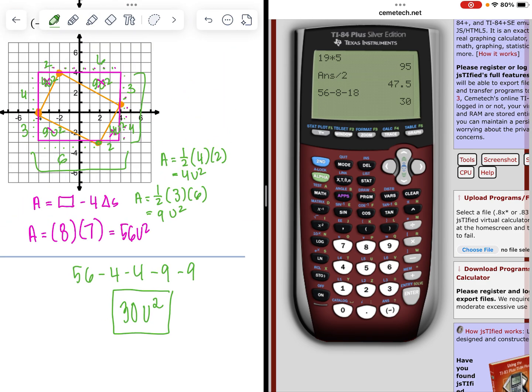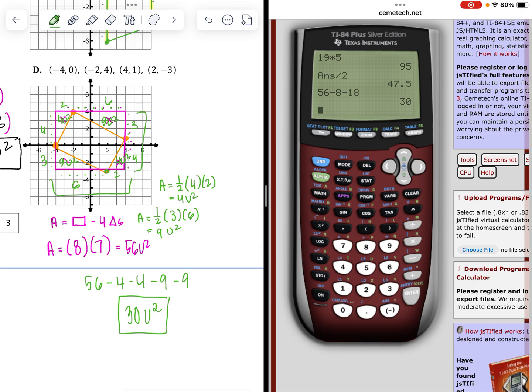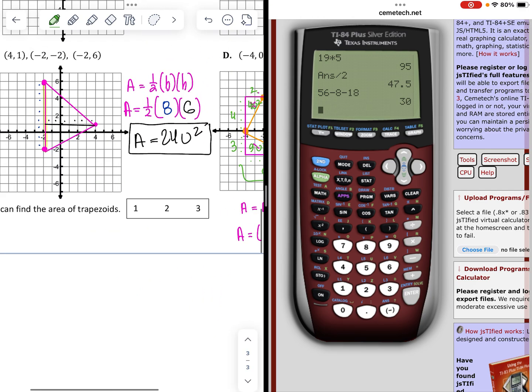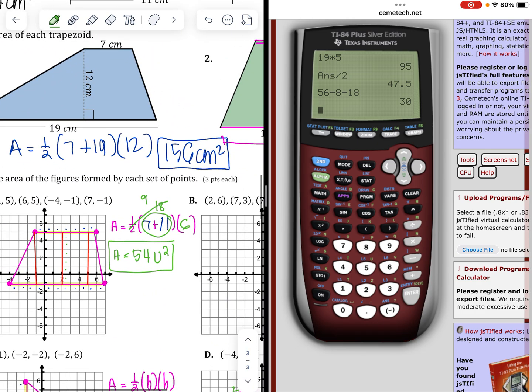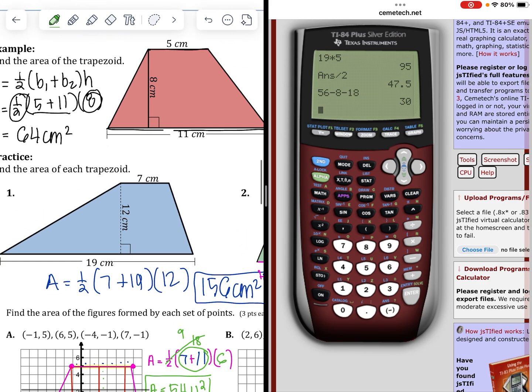My goodness. All right, how do you feel about that? Did I mess you up on the last one? Well, it's not a trapezoid, and our goal today is find the area of a trapezoid. So go ahead and re-rate yourself. 1, 2, or 3. As a reminder, trapezoids could be in the coordinate plane or just given a picture of it. All right, that's it.